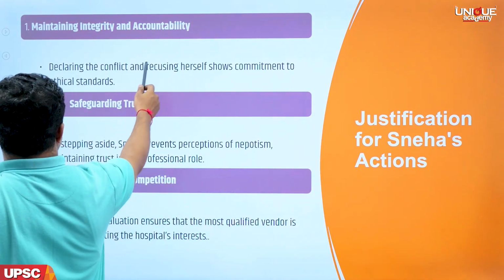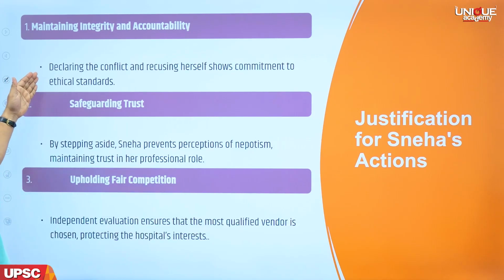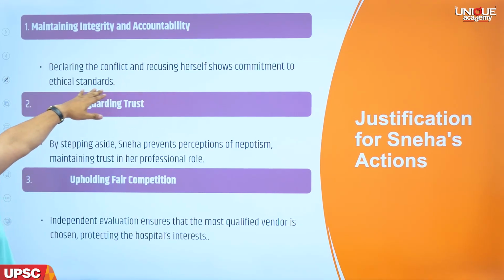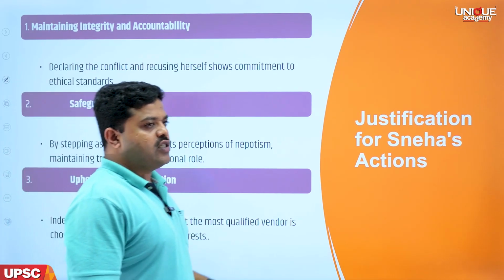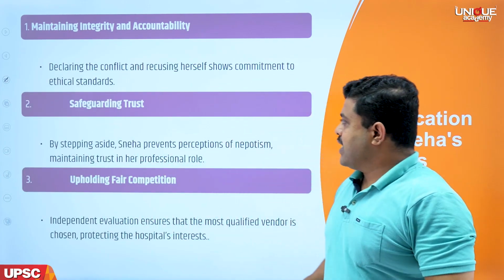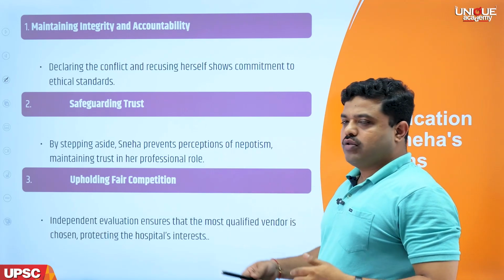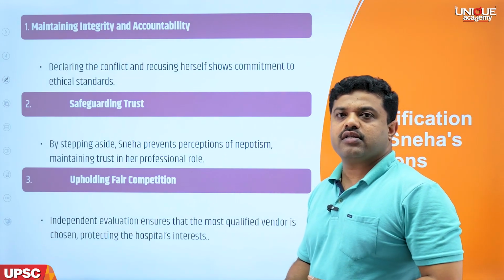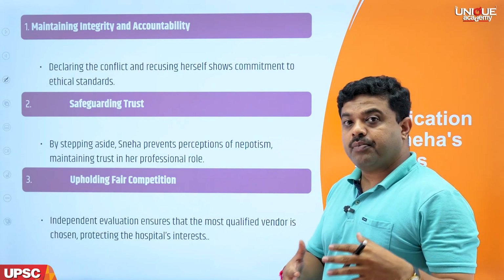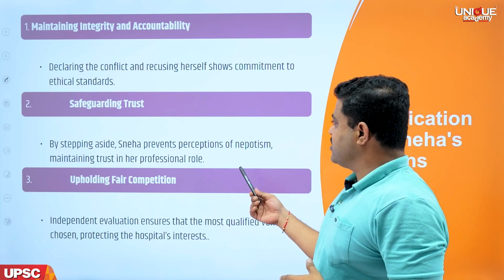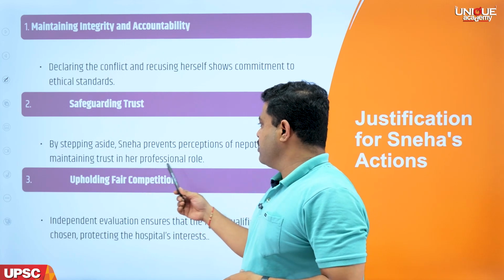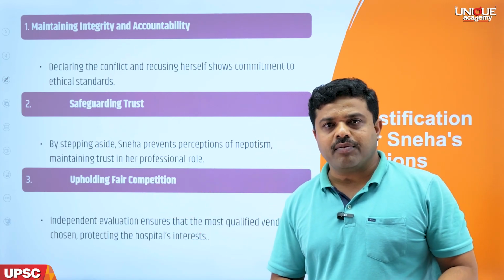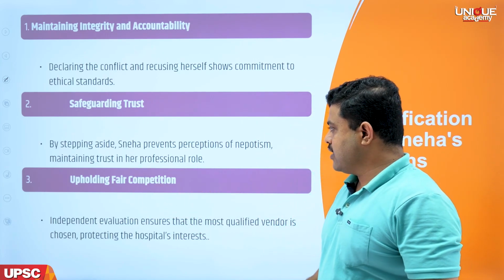First is maintaining integrity and accountability. So declaring the conflict and recusing herself shows commitment to these ethical standards. So she is maintaining integrity and she is showing accountability. Second, क्या हो रहा है? Safeguarding trust. So it is mentioned in the last few lines that hospital management completely trusts her. So by stepping aside, she prevents perception of nepotism and maintains trust in her professional role. So her reputation remains intact, her character remains intact.